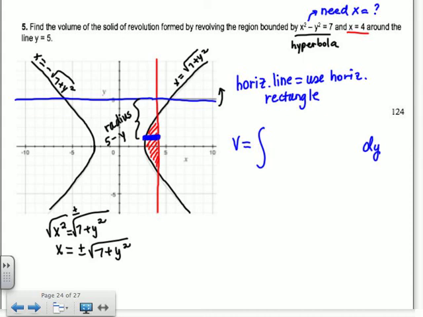Now the height of my shell, what do you guys think that is? I heard someone say 4 minus the square root of 7 plus y squared. It's the right minus the left, just like when you'd find the area of that little figure. So we need to write right, left.